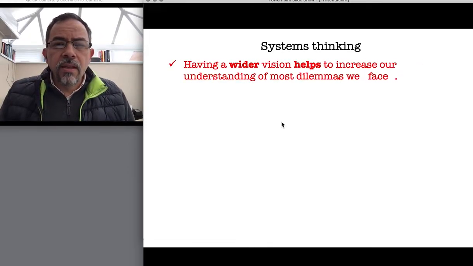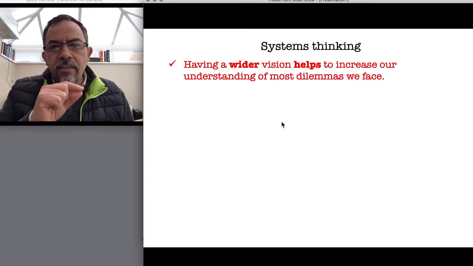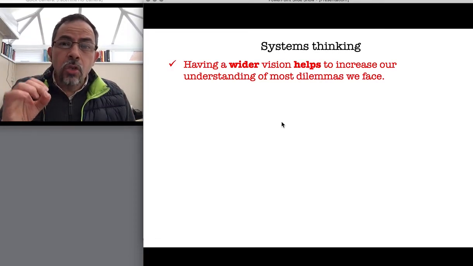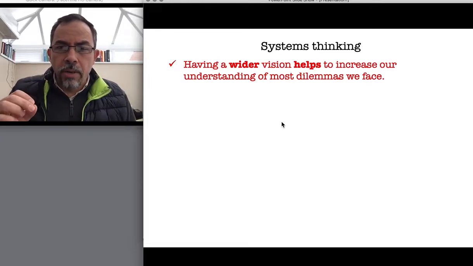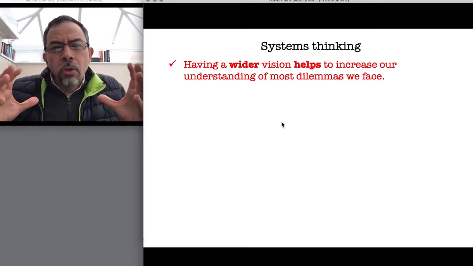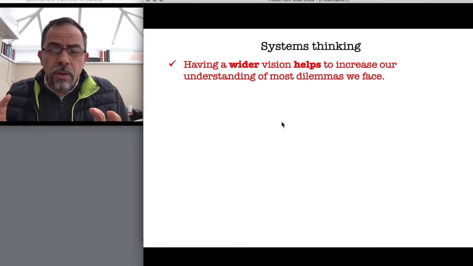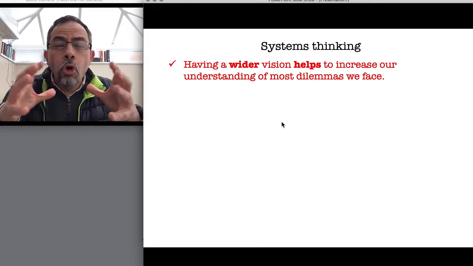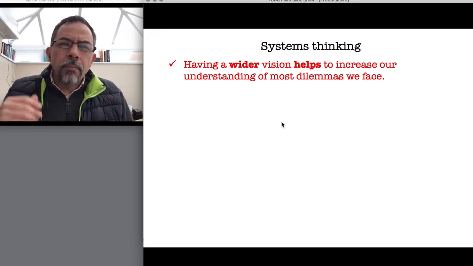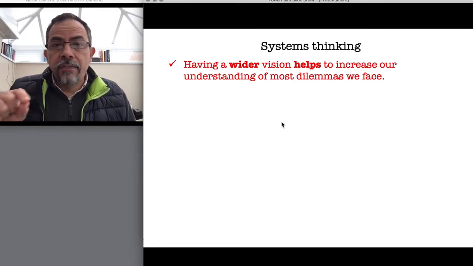So systems thinking requires a wider vision. And I really like this idea that having a wider vision helps to increase our understanding of a problem. I highlight two elements. Having a wider vision means not only taking the time to set yourself aside, to detach yourself from the problem in order to understand all the other elements that you don't see at face value, but also asking other people what their understanding is of the problem they face.